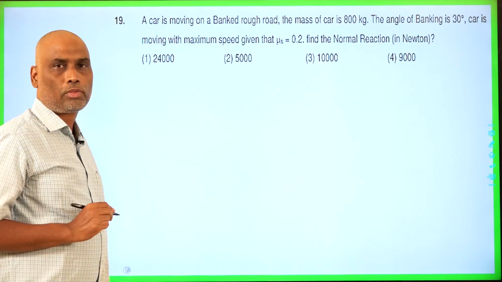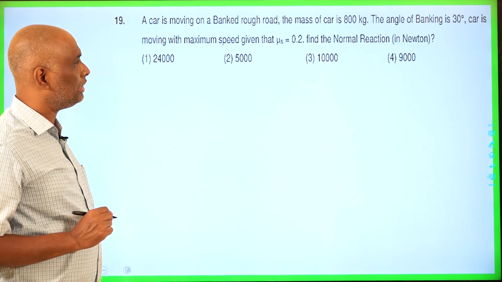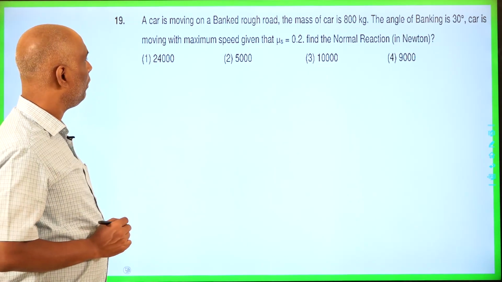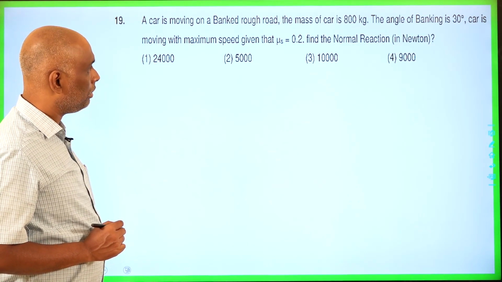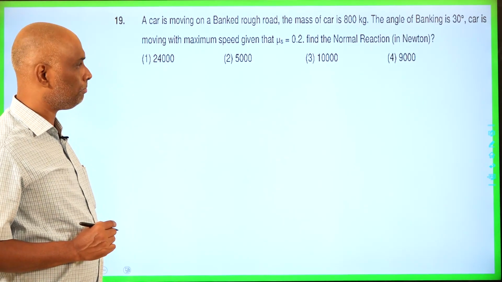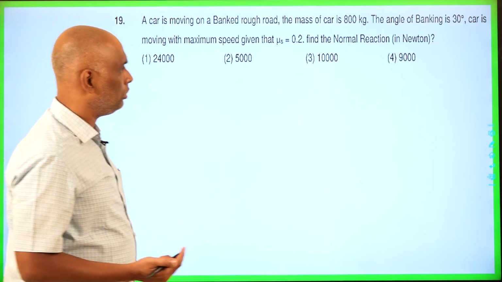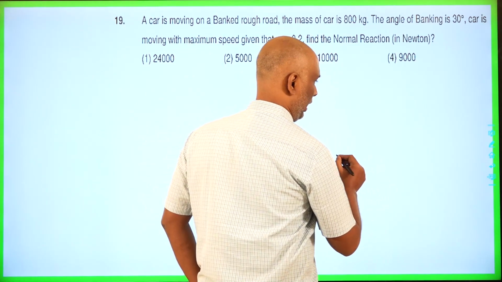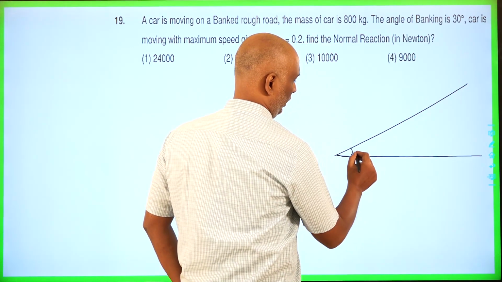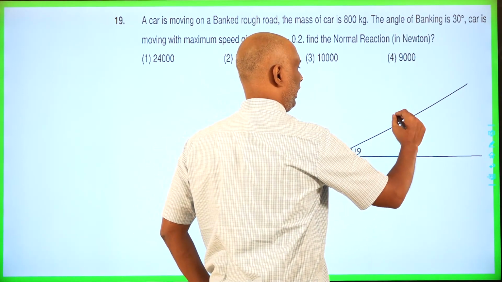Question number 19. A car is moving on a banked rough road. The mass of the car is 800 kg. The angle of banking is 30 degrees. The car is moving with a maximum speed. Given that mu s is equal to 0.2, find the normal reaction in Newton. So it is a banked road as well as there is friction. So let us imagine that here there is a road in this manner. The angle of banking is given as theta, which is equal to 30 degrees, and then there is a car. You can take it in the form of a block.